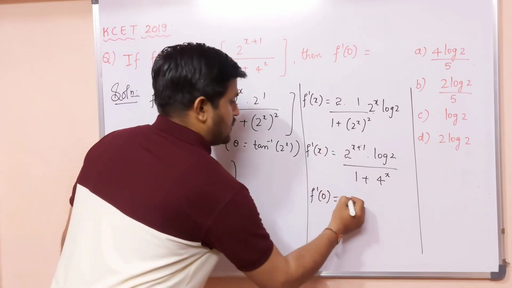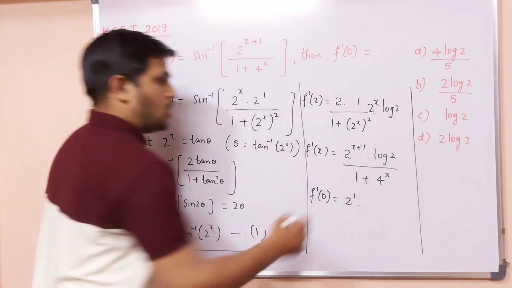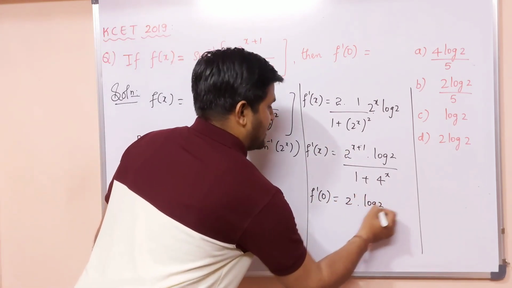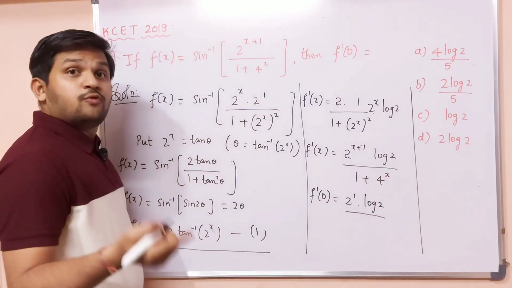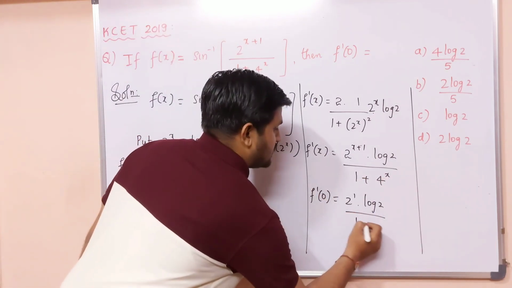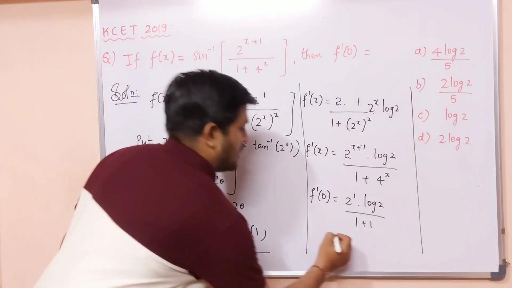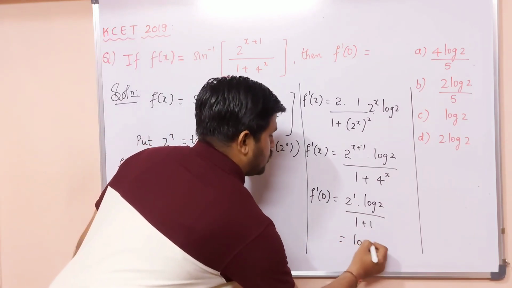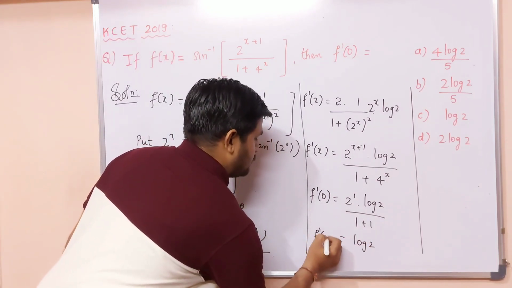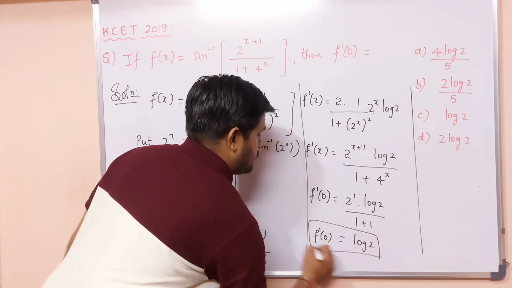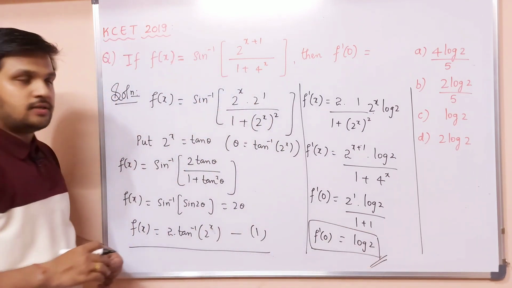So 2 power 0 plus 1 is 2 power 1 log 2 divided by 1 plus what is 4 power 0? 4 power 0 is 1. So therefore what is the answer? So log 2, so 2 will get cancelled. So f dash of 0 is equal to log 2. Okay? So quite easily we can do it.